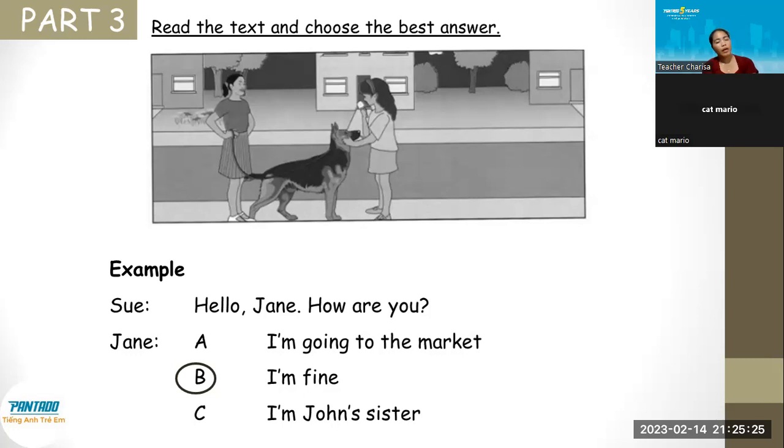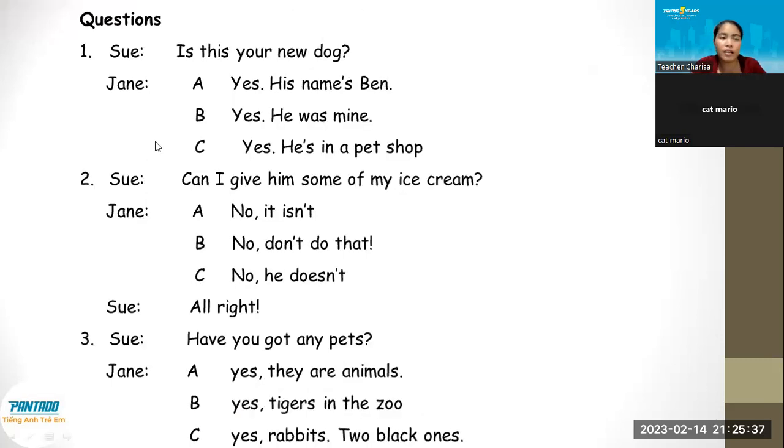Hello, Jane. How are you? You must read that, okay? Hello, Jane. How are you? Hello, Shane. How are you? I'm fine, thank you. Okay, very good. So now this is your turn, okay? Please answer it. Please circle.